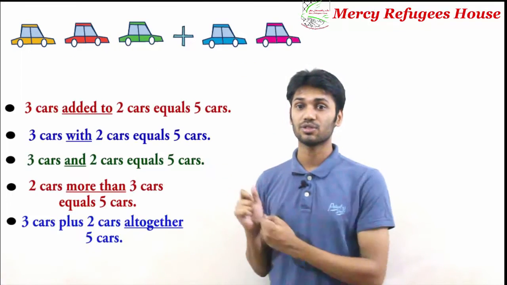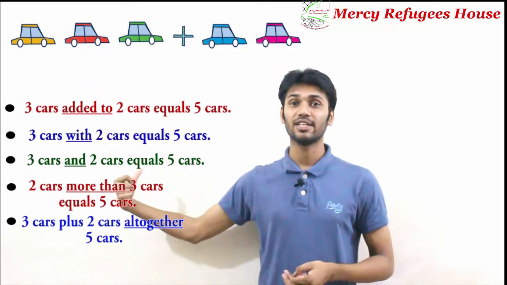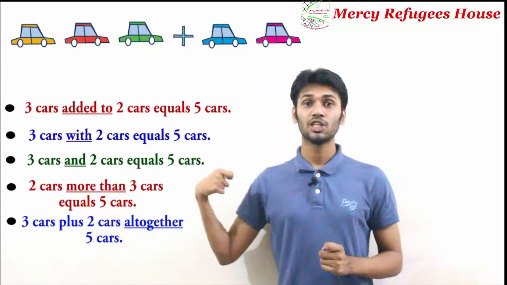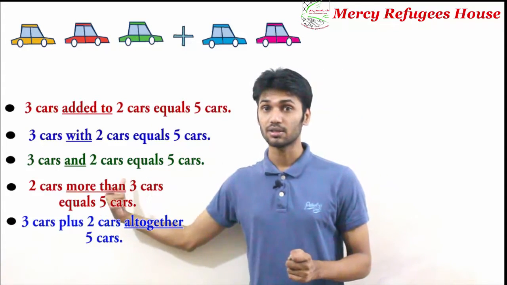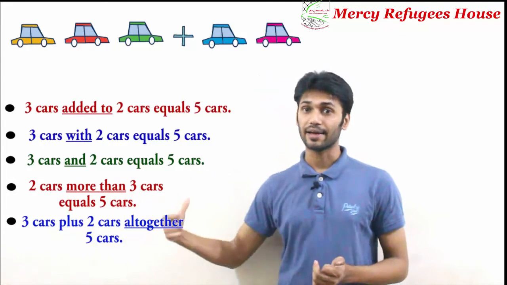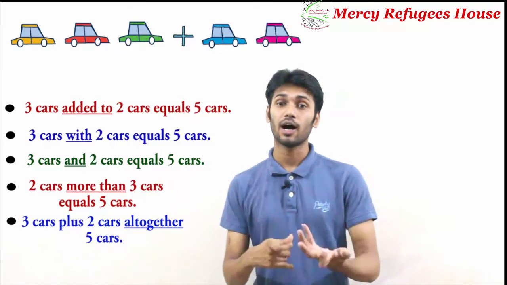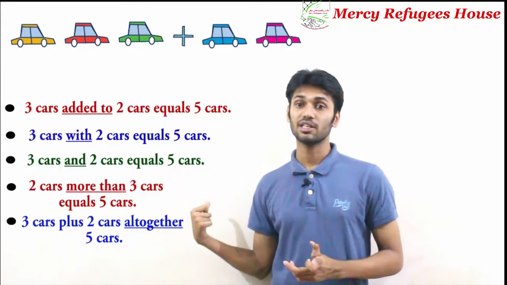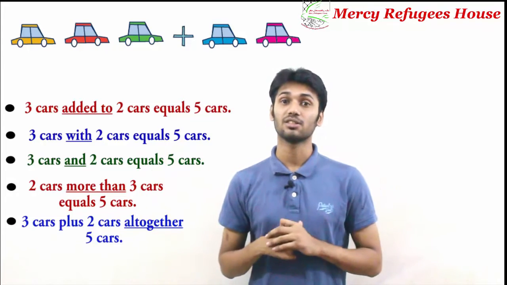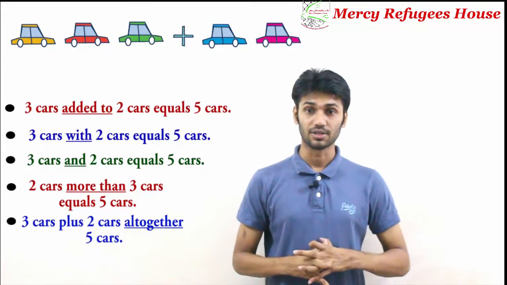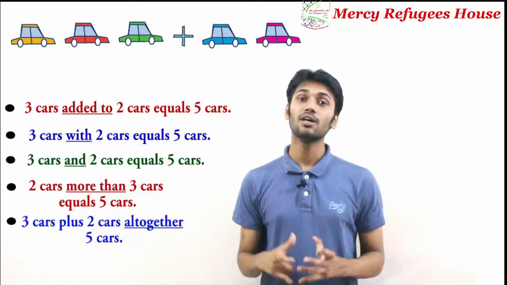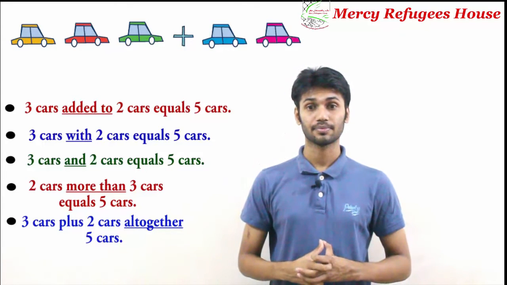In other words, we could say 3 cars added to 2 cars equals 5 cars. 3 cars with 2 cars equals 5 cars. 3 cars and 2 cars is 5 cars. 3 cars more than 2 cars, or 2 cars more than 3 cars, equals 5 cars. 3 plus 2, altogether 5 cars.